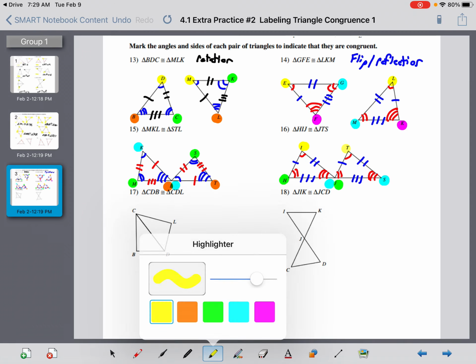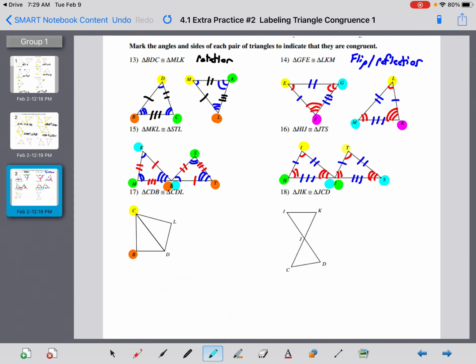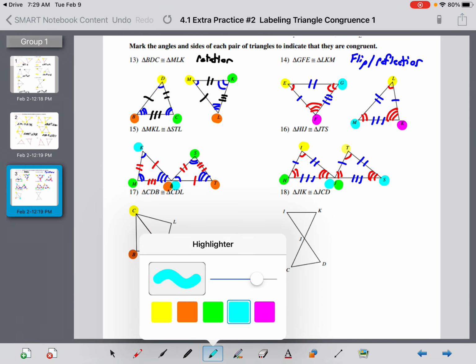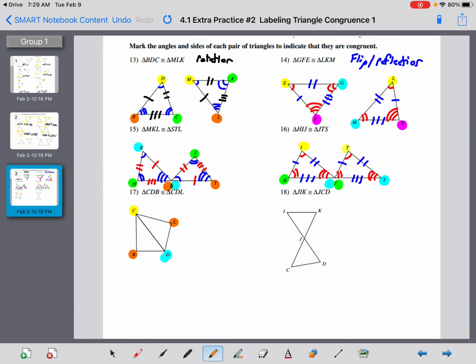All right, for the last one, why don't you try these last 2 on your own? I'll show you kind of where they correspond. We have CB, and then we're going to use D twice, okay? CBD. And L, whoops, is going to correspond with B. Okay, so we have a nice reflection here for these.